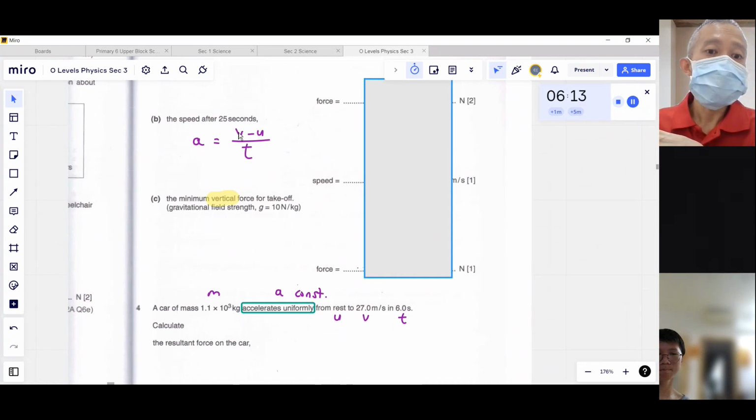Okay, for part B, it's asked about the speed. Well, F equals MA has no speed inside, so you have to use your kinematics formula for the speed. Right, so look up for all these things. Speed is only present in the kinematics formula for acceleration.